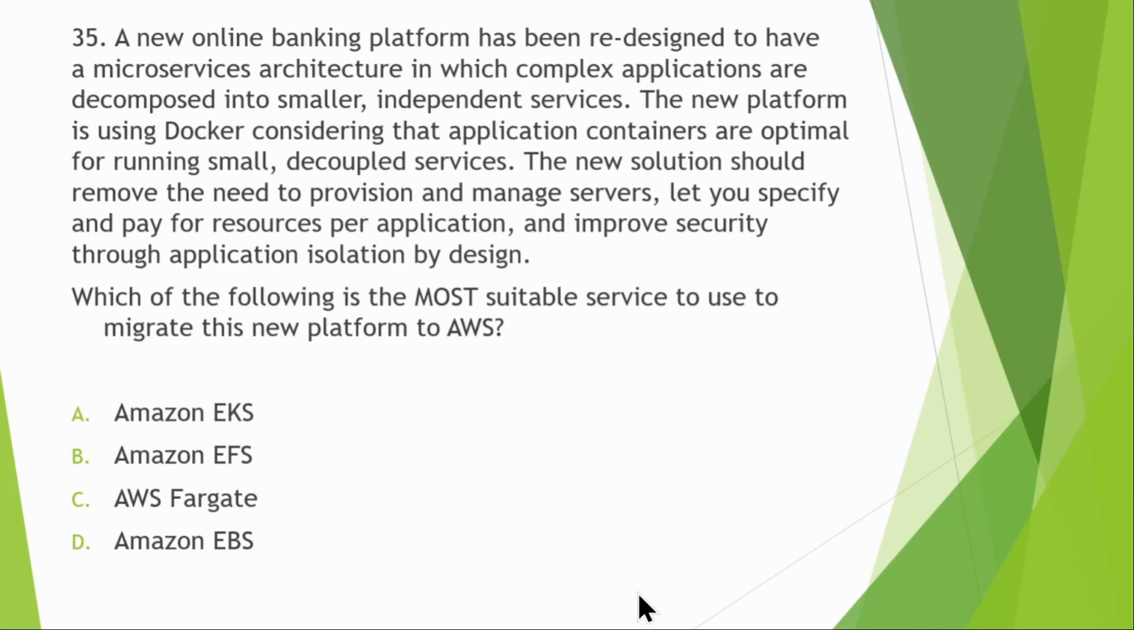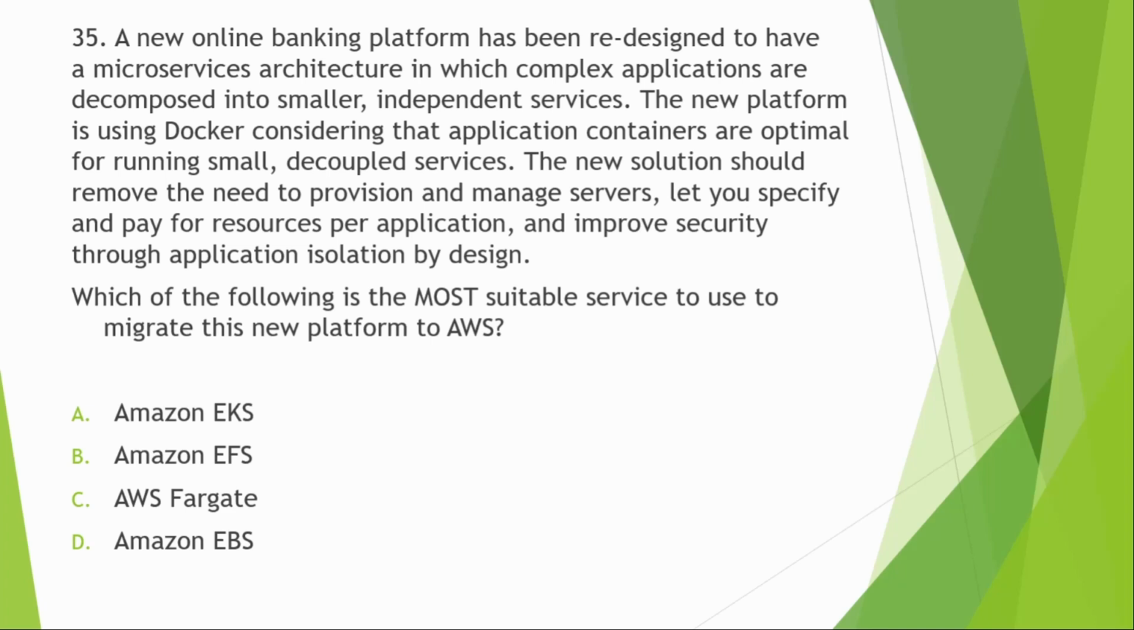A new online banking platform has been redesigned to have a microservices architecture in which complex applications are decomposed into smaller independent services. The new platform is using Docker, considering that application containers are optimal for running small decoupled services. The new solution should remove the need to provision and manage servers, let you specify and pay for resources per application, and improve security through application isolation by design. Which of the following is the most suitable service to use to migrate this new platform to AWS?